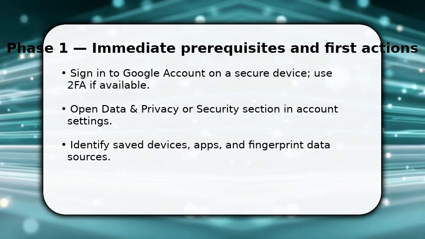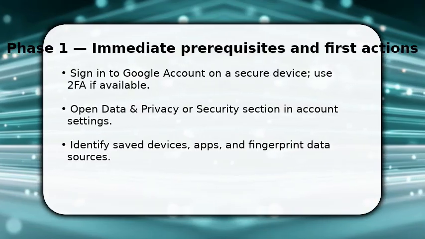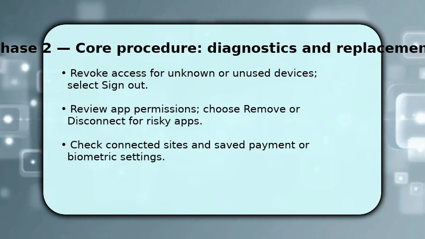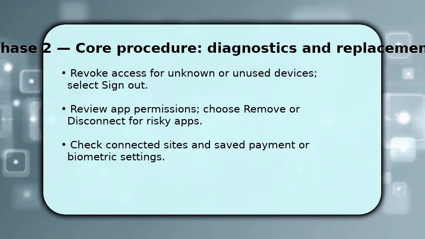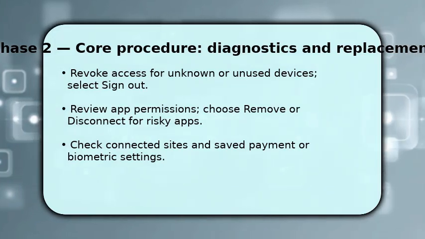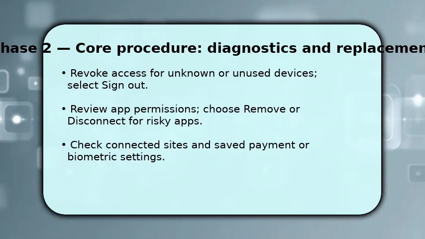When ready, move to Remove Device and App Access. First, remove any unfamiliar devices. In your devices, select the device and choose Sign Out. This severs a fingerprint link to that hardware.